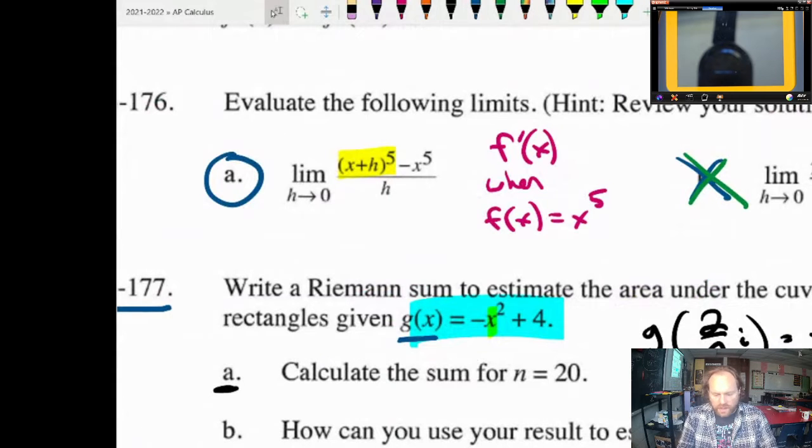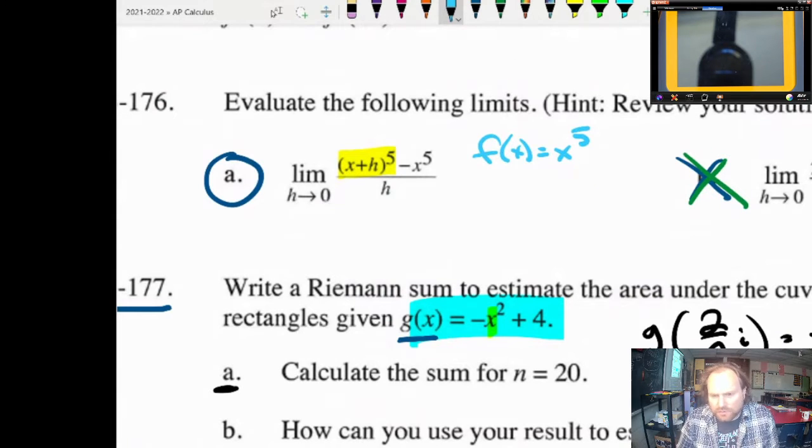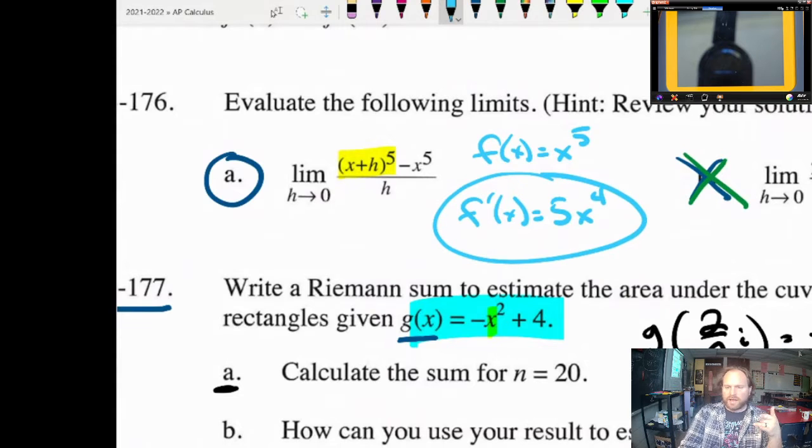All we need to do is realize that the original function here is x to the 5th power. And the derivative of that is just going to be f prime of x equals 5x to the 4th. Now, it is true that if you were to expand out x plus h to the 5th power, everything would cancel out except for 5x to the fourth. You can try that on your own if you don't believe me.